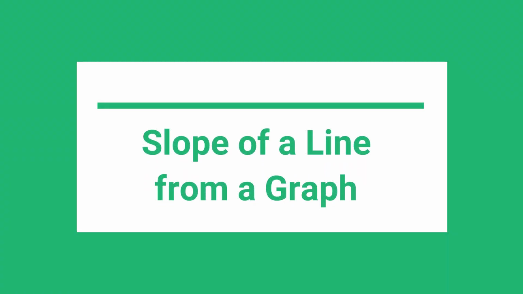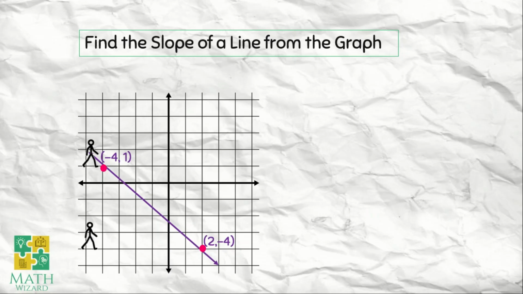We are going to discuss how to find the slope of a line from the graph. For example, we are given this graph. How to find the slope of the line for this graph? But first, we must understand that the slope is given by rise over run. The rise is the vertical direction of the line, and the run is the horizontal direction of the line.